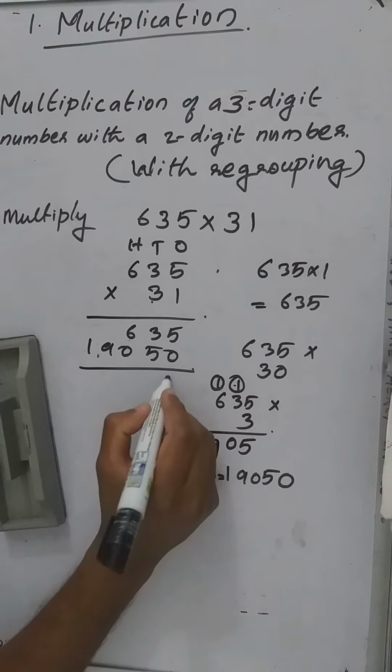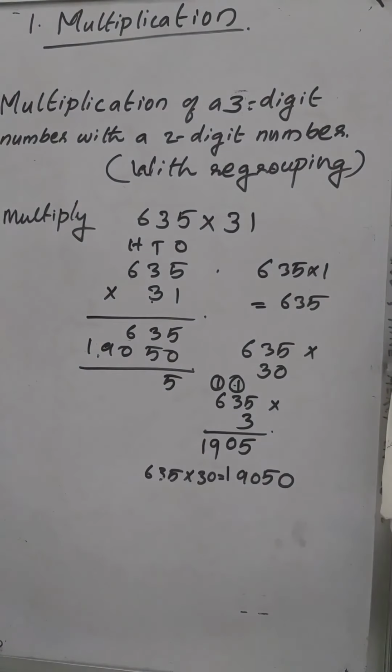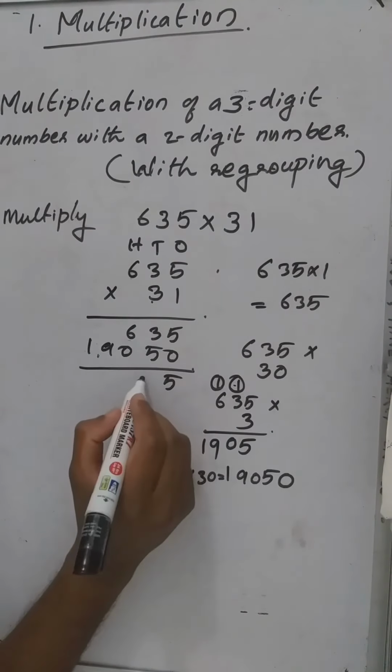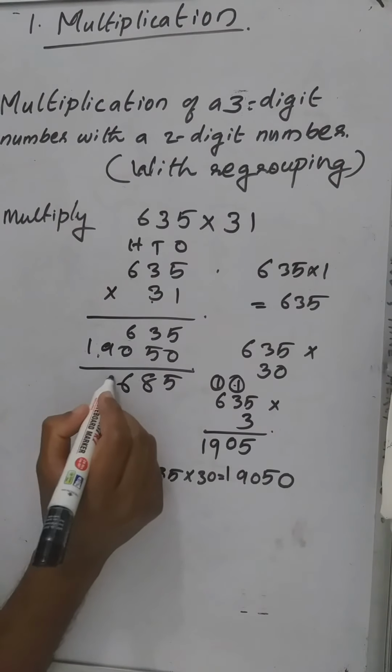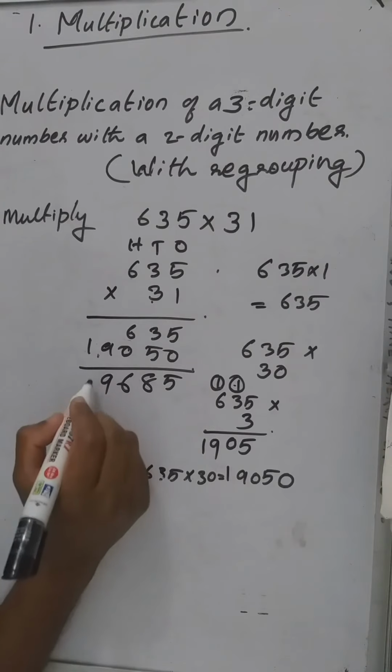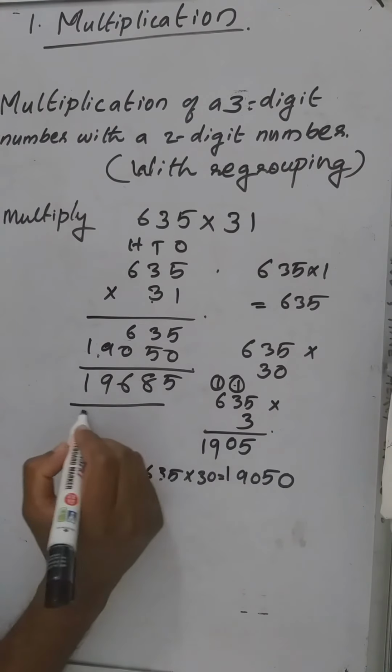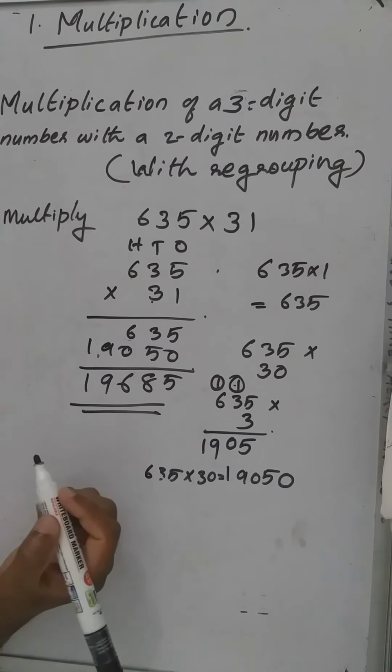Five plus 0, 5. 3 plus 5, 8. 6 plus 0, 6. 9. Then 1. We got our final answer.